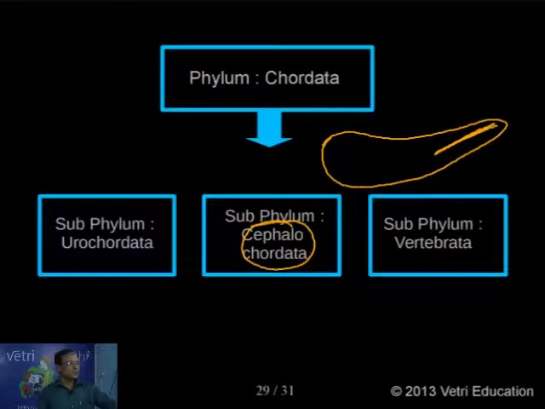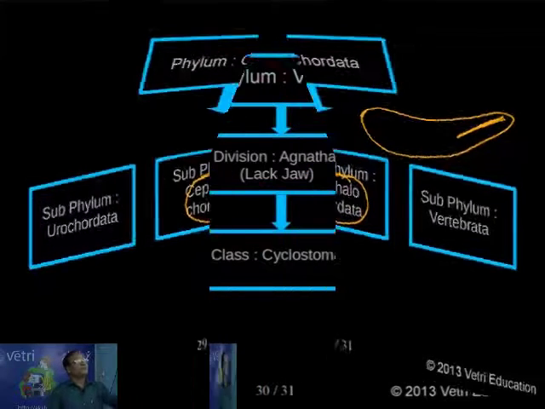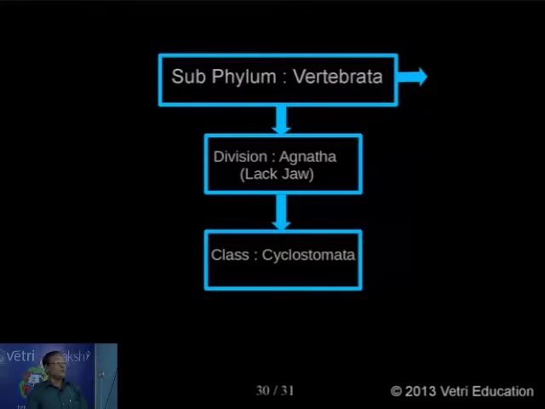Now in the case of subphylum Vertebrata, what will happen? They have a backbone, in the form of pieces of bone that represent what is called the vertebral column. So these are all the main differences between the Urochordata, Cephalochordata and Vertebrata. Now the subphylum Vertebrata is once again classified into two divisions.